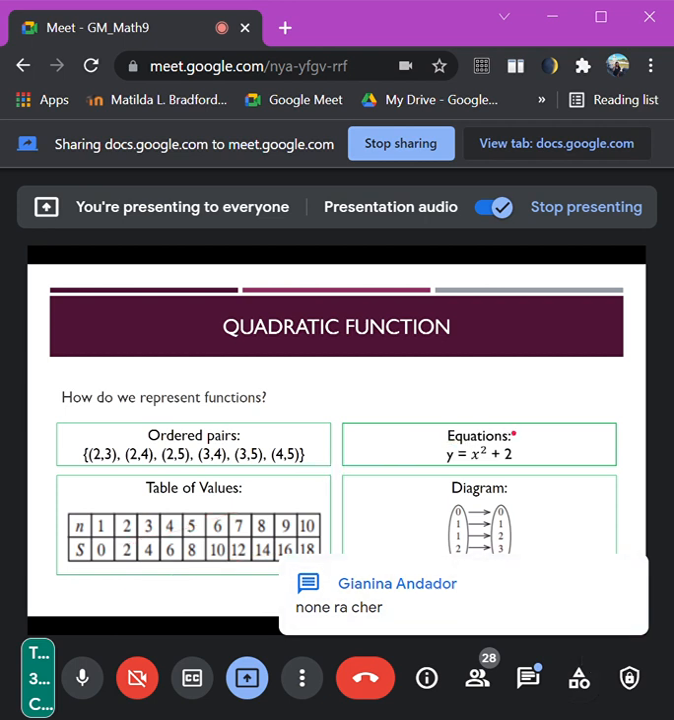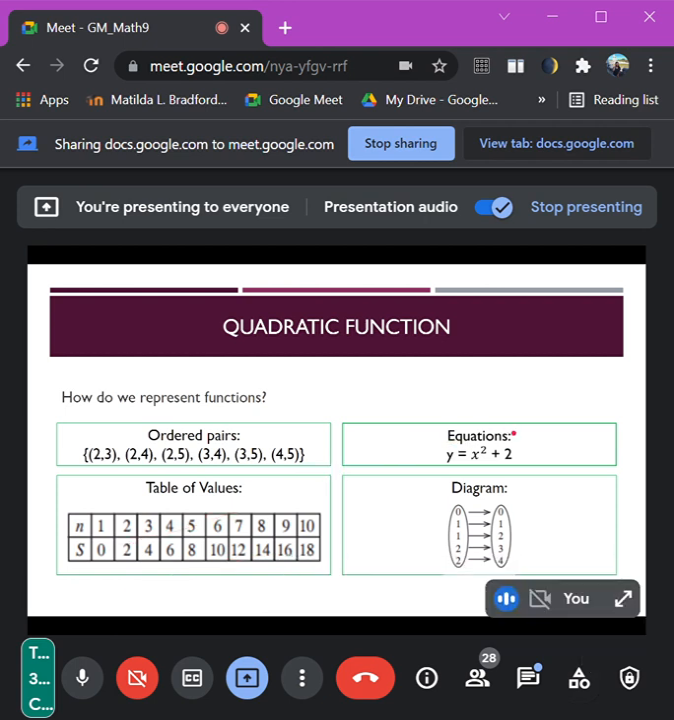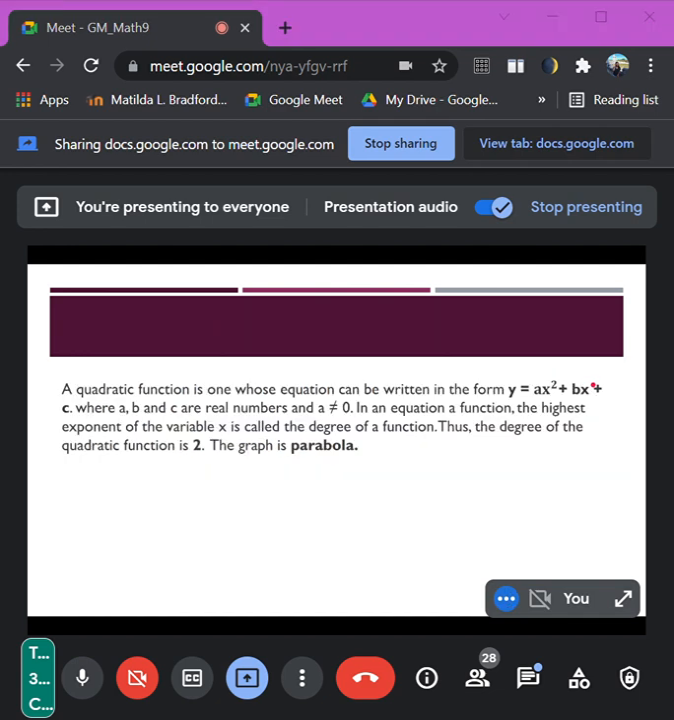So now, class, we are going to know what a quadratic function is, because what we talked about earlier was still function. So what is a quadratic function?